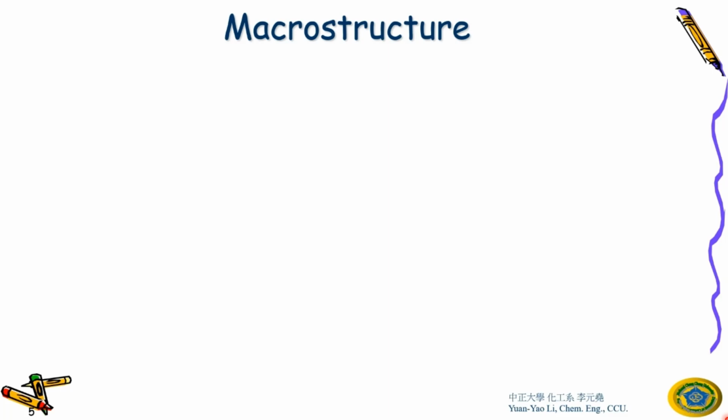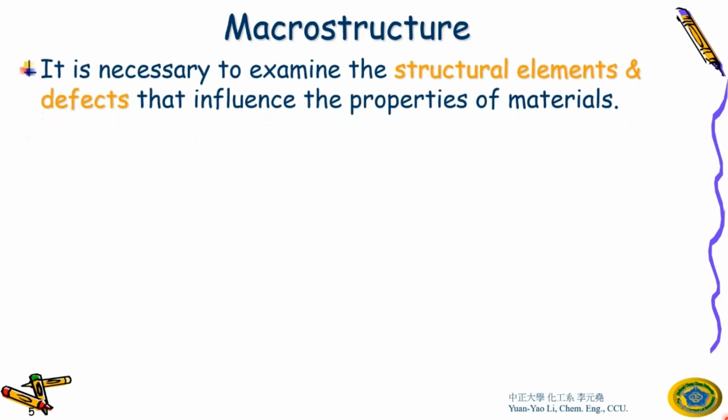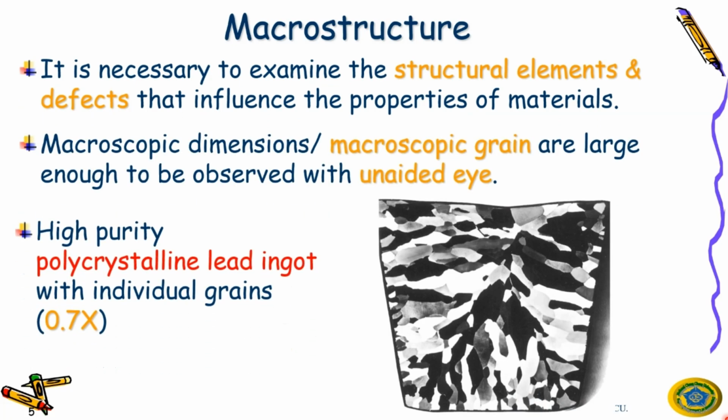So first of all, macrostructure. It is necessary to examine the structural elements and defects, right? This is a polycrystalline lead ingot. You can see this with your unaided eyes, by yourself. When you see this, you might think, wow, the surface is rough, because you have many very big grains, and between grains there are grain boundaries, and on the surface, defects. I hope you still remember this.